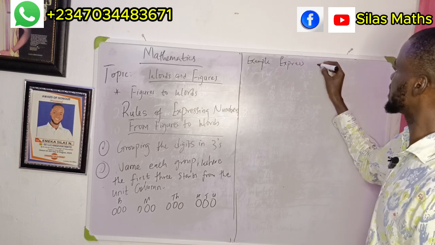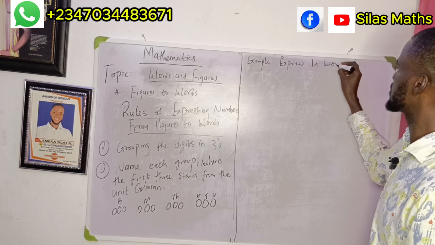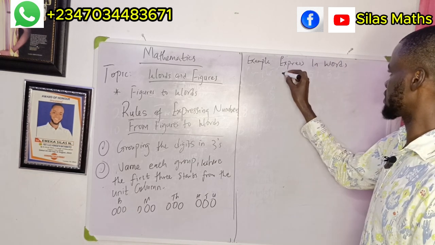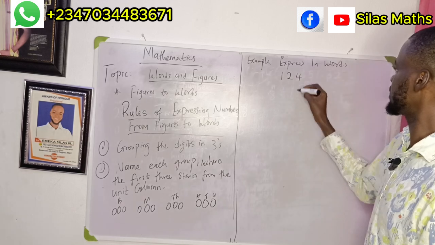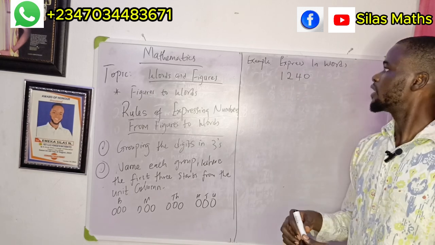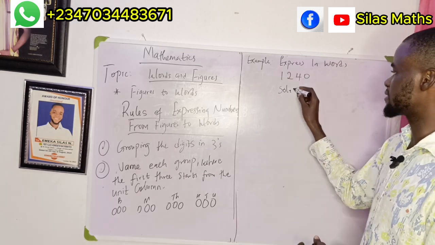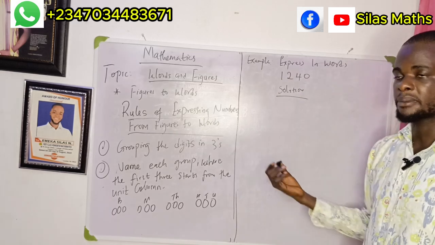Okay, let me make my handwriting. Express in words. We have, say, this number. This number, I want to express it in words. So let's go ahead and carry out what we have learned, or the rules, apply the rules.